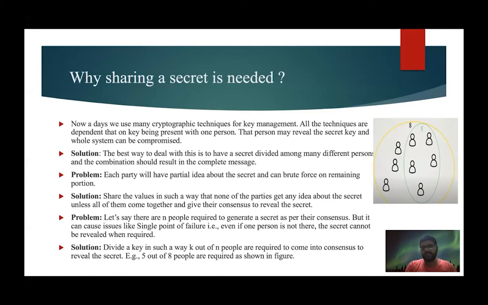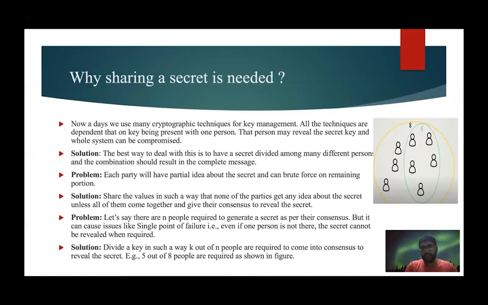So the solution is to divide the key among, let's say, all the members, and then the combination will result in the complete message. But the problem is, if we are dividing the key and sharing it among all, then at least each person will have some information on the secret key, right? Let's take a very basic example. Let's say my key is ANURAG, and I'm dividing it among two people. One person will get ANU, other will get RAG. So the first person who got ANU, he's aware, okay, my key starts with ANU. So he has some basic idea.